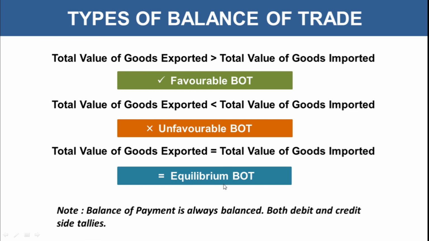Now there is a note you need to consider. I already mentioned this, but again to make you memorize it: balance of payment is always balanced. When we were talking about balance of trade, we saw favorable, unfavorable, and equilibrium. But when any such condition happens in balance of payment, both the debit and credit sides are made to tally by making some changes in the foreign reserves and gold reserves. This is how balance of payment is always balanced and made to tally. So you don't need to consider deficit, surplus, favorable, or unfavorable when we are talking about balance of payment.